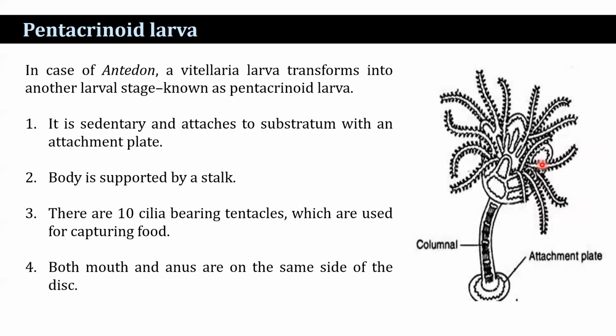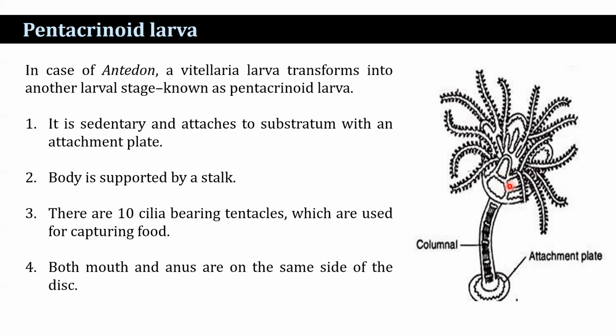Now, another larva is the pentacrinoid larva. In the case of Antedon, a Vitellaria larva transforms into another larval stage known as the pentacrinoid larva. It is sedentary and attached to the substratum with an attachment plate. The body is supported by a stalk. There are 10 cilia-bearing tentacles which are used for capturing food. Both mouth and anus are located on the same side.